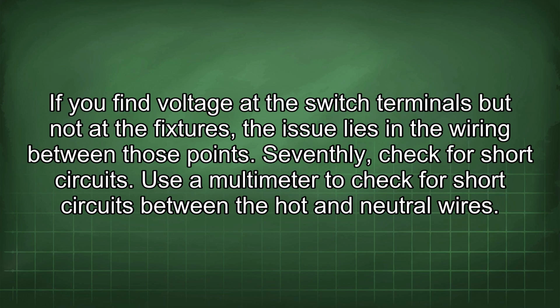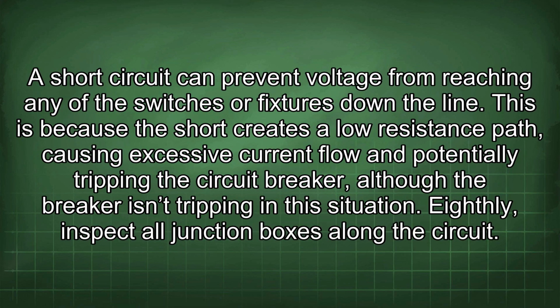Use a multimeter to check for short circuits between the hot and neutral wires. A short circuit can prevent voltage from reaching any of the switches or fixtures down the line. This is because the short creates a low resistance path, causing excessive current flow and potentially tripping the circuit breaker, although the breaker isn't tripping in this situation.